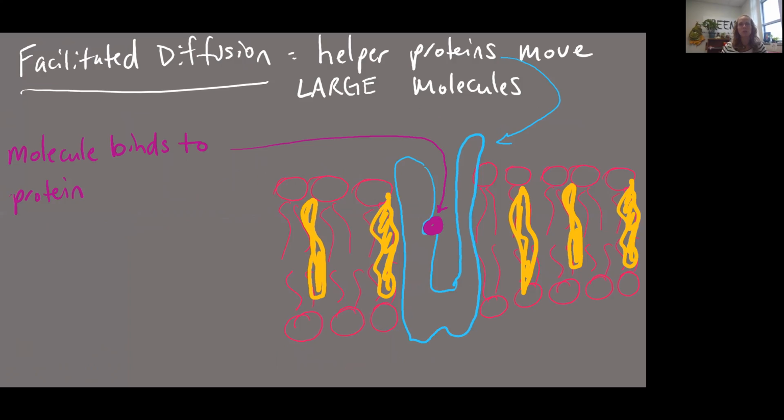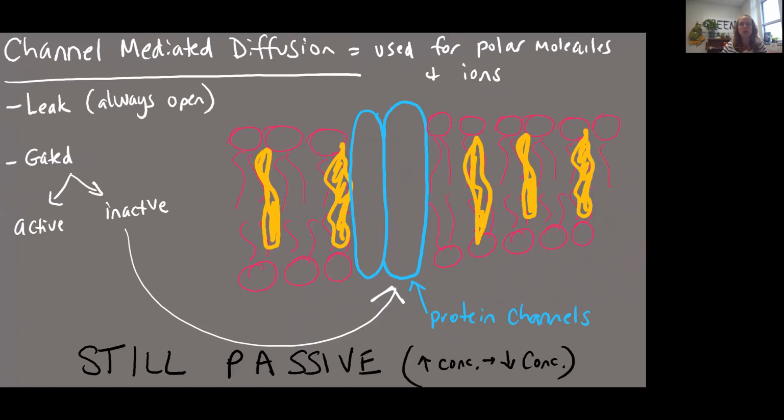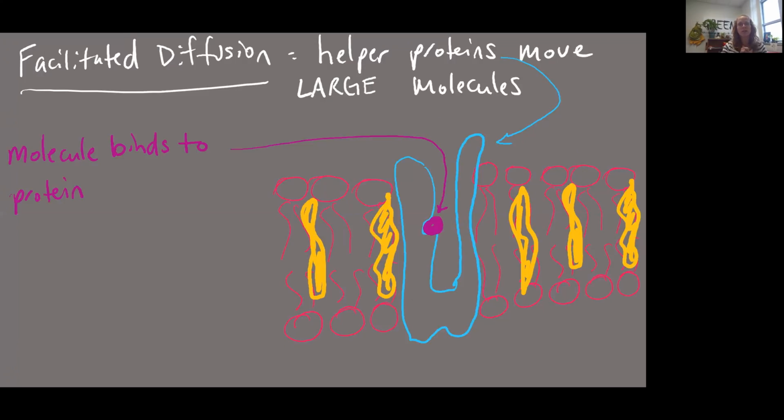In this case, our helper proteins are going to be involved in moving really big molecules. So maybe glucose is going to get through via a carrier protein instead of a protein channel. So protein channels, what we saw a minute ago, so let's go back. Protein channels are used for small polar molecules, like water, and ions primarily. And then our facilitated diffusion involves larger molecules such as carbohydrates. So glucose is going to be an example of something that's going to use a carrier protein.